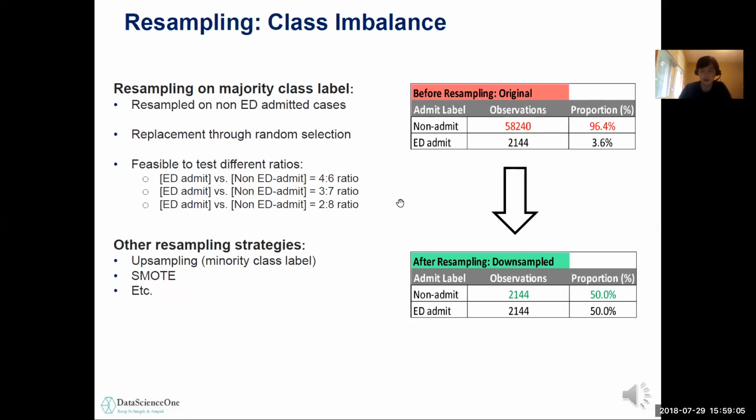Basically, we do negative undersampling on the majority class to make the sample size equal to the ED-admitted cases, so that the adjusted class label proportion is 50-50%. It is also feasible to test different ratios, but in our scenario, I ended up testing 50-50% to make them an equal ratio. And there are also some other resampling strategies that we could test.